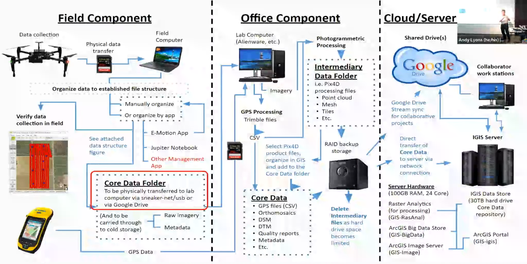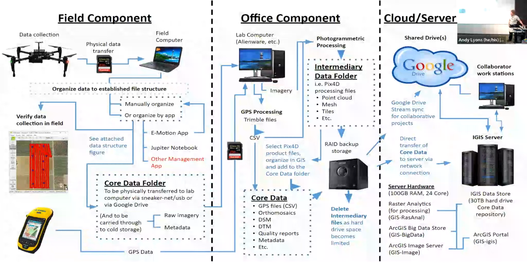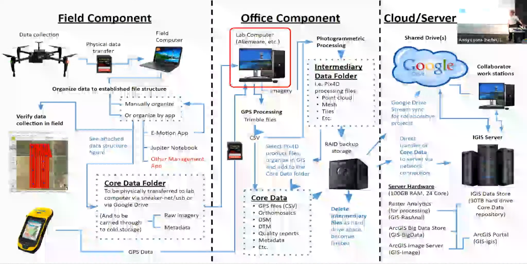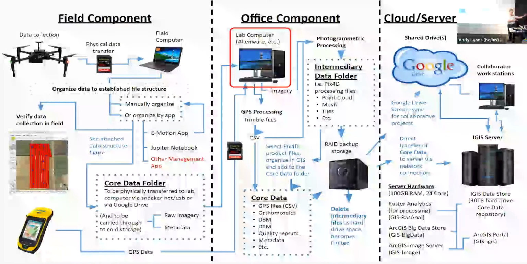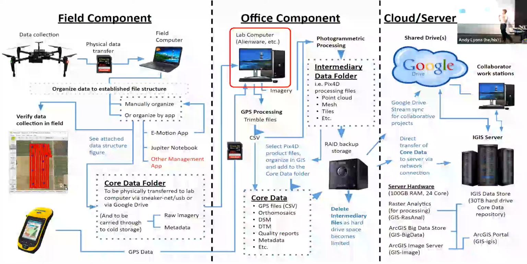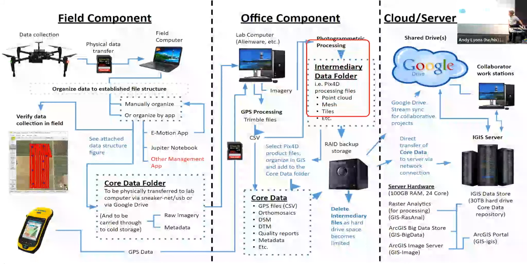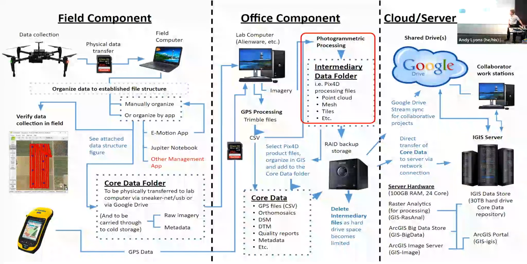The next piece of it is we take the core data folder, which is primarily the images, and transfer it to beefy desktop computers. Although recently we've started using cloud processing with SiteScan, our bread and butter is working on Alienwares. That's a big gaming desktop, lots of powerful GPUs, and that's primarily where we process most of our data.